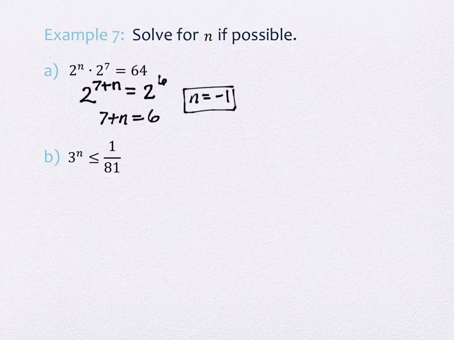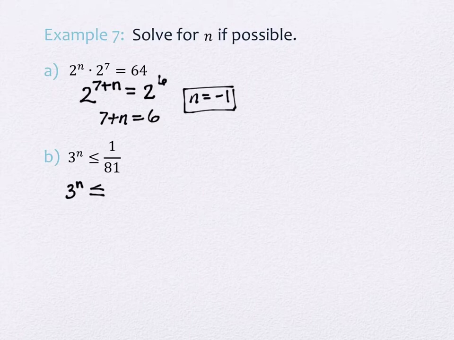Okay, so we're going to attempt to do the same sort of thing on the next problem. Yes, I realize it's got the less than or equal to. It really doesn't hurt anything. It just means that the symbol at the end will be the same. The left-hand side's pretty simple. I mean, 3 to the n, there's nothing really I can do to that. So it means that on the right-hand side, I'd really like to get it to be 3 to a power as well. Now, the first thing to notice is that the 81's in the denominator.